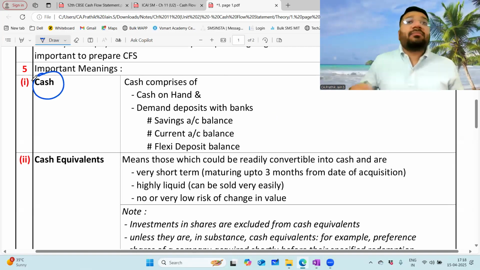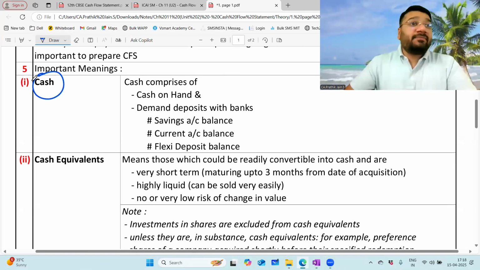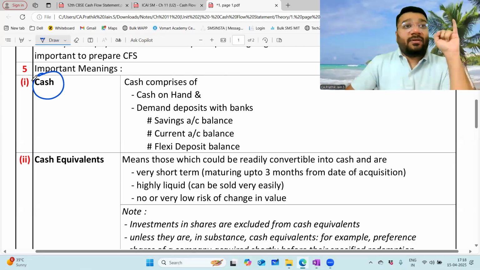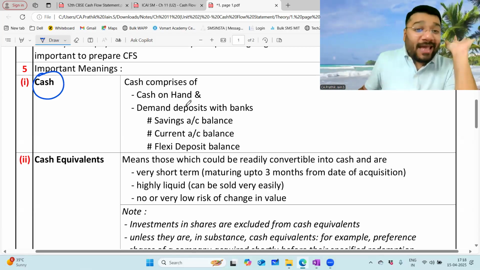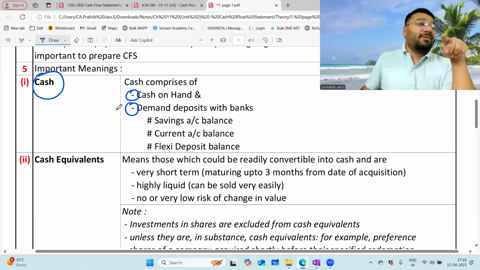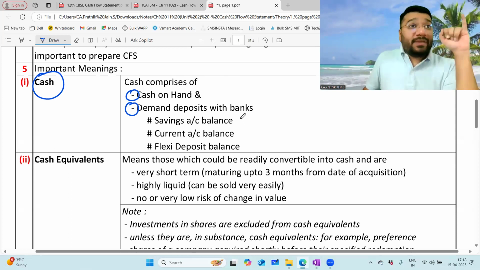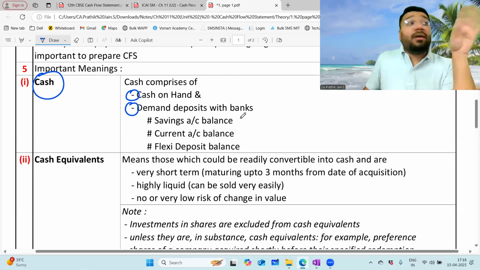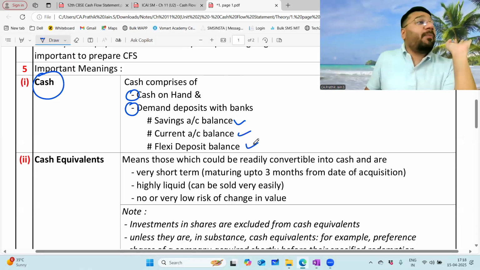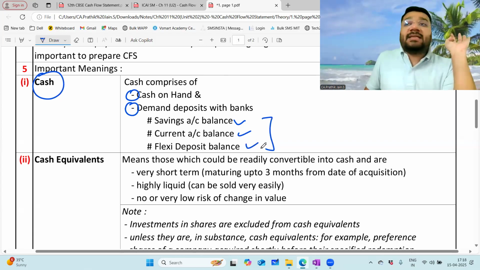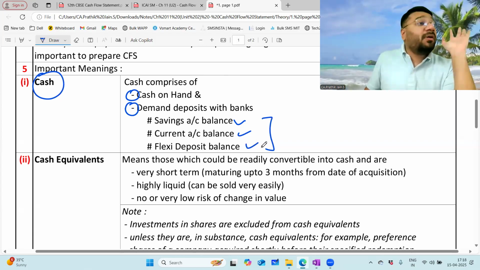Cash in the cash flow statement means what? Cash in hand and demand deposit with bank. Not cash in hand and cash in bank. Cash in hand and demand deposit with bank. Demand deposit means the money in a savings bank account, which I can withdraw whenever I want, without taking any permission from the bank. Same way, current account balance. And third is flexi deposit balance. Whatever money is there in these accounts, I can withdraw it without the permission of the banker. This is called cash.